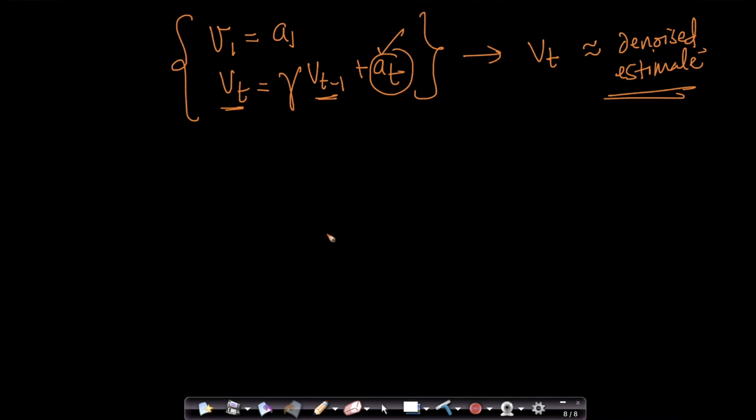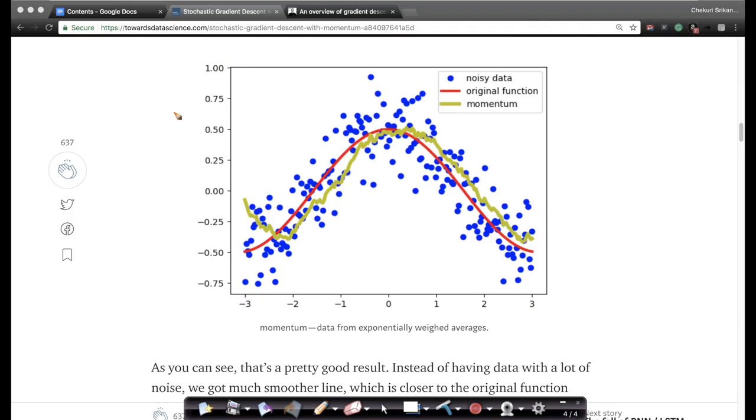In this video, I've provided a very nice reference link from Towards Data Science. It's a very nice example to understand this better. So let me explain this. You have some data here. Each of these blue dots is a data point. Remember, the data is very noisy. The original function looks like this red line. This red line here is the original function, the original data.